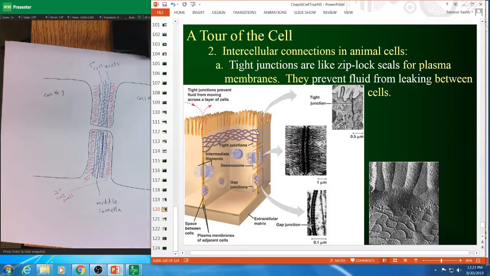A tight junction would be comparable to this. Let's imagine these two boxes represent cells, and you can kind of see into them. We cut the tops off those cells, but they're adjacent cells, right next to each other. A tight junction would be like maybe if I took some super glue and laid a bead of super glue along through here and then pressed them together.